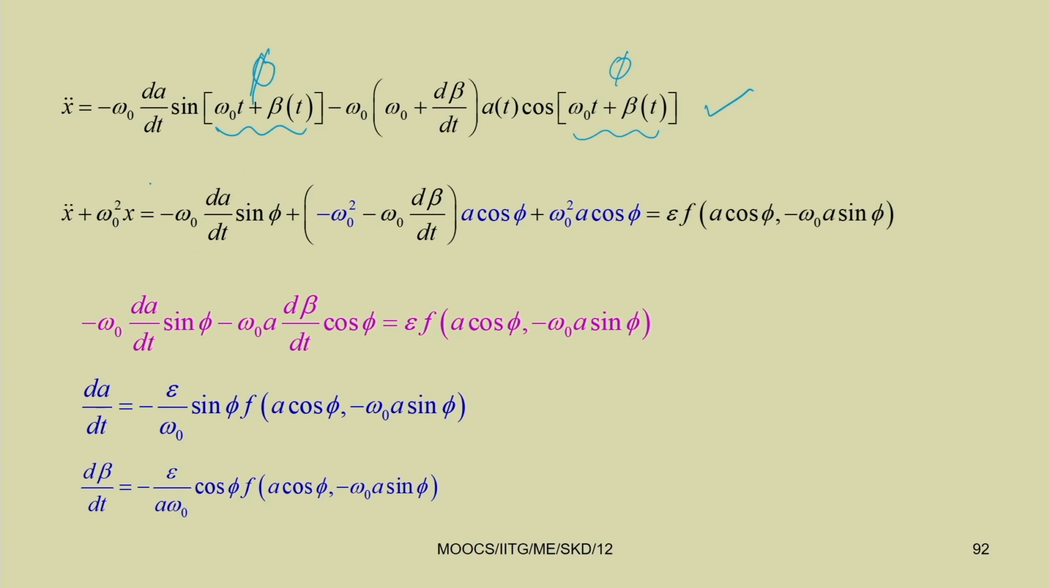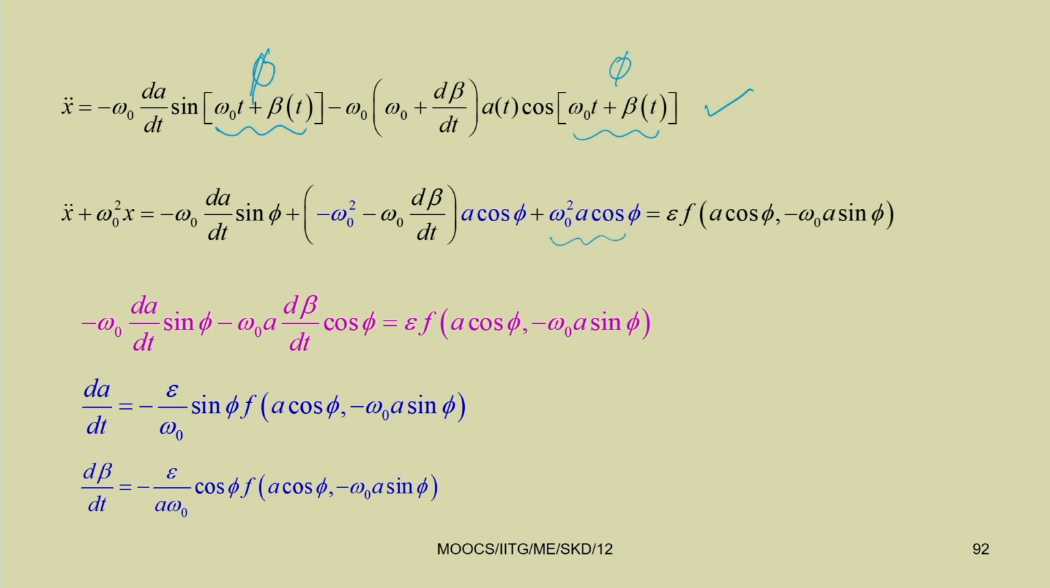So, in this equation we have substituted for x double dot: minus omega 0 dA by dt sin phi, minus omega 0 a d beta by dt cos phi, plus omega 0 square x. So, for that you can write omega 0 square a cos phi, and that will be equal to the right hand side.